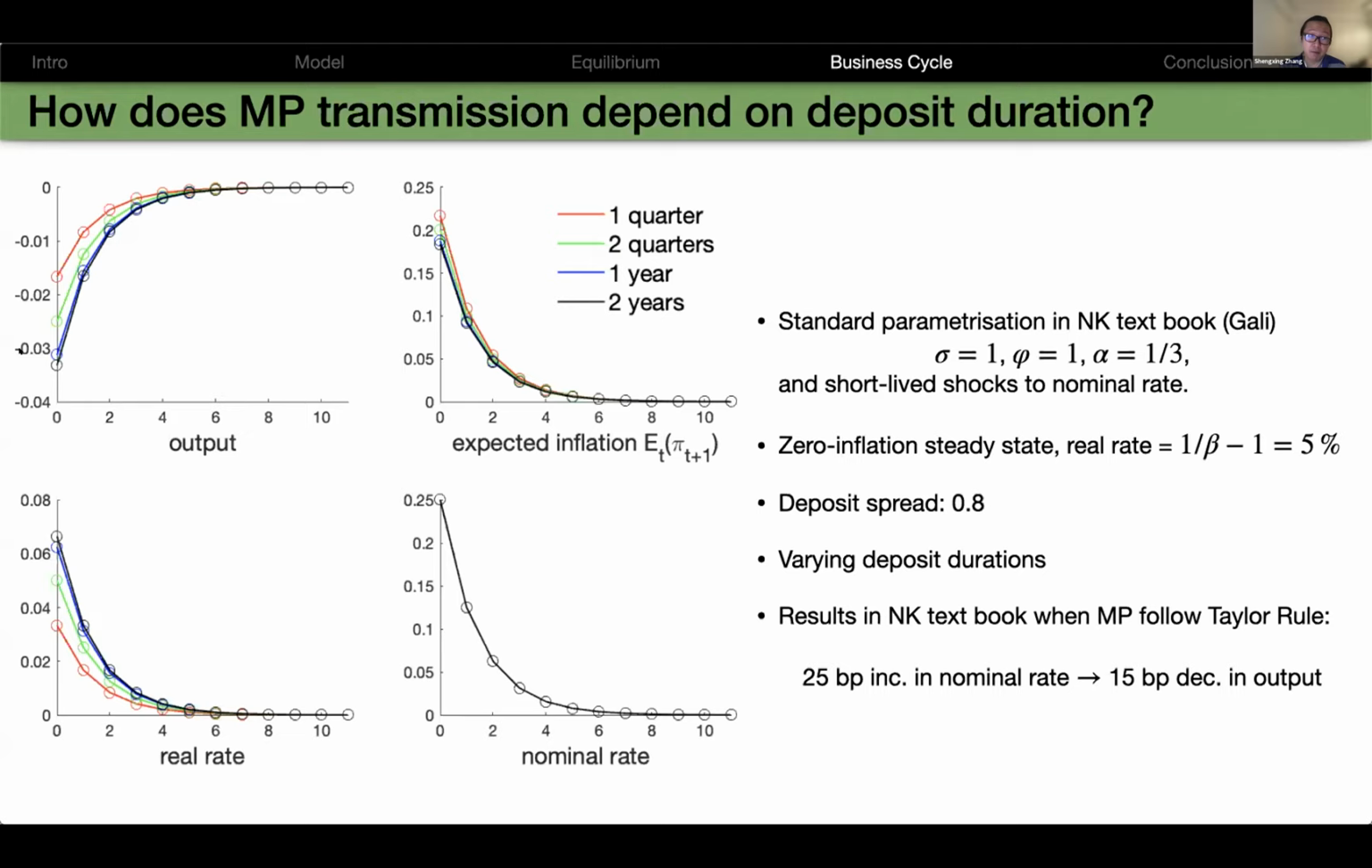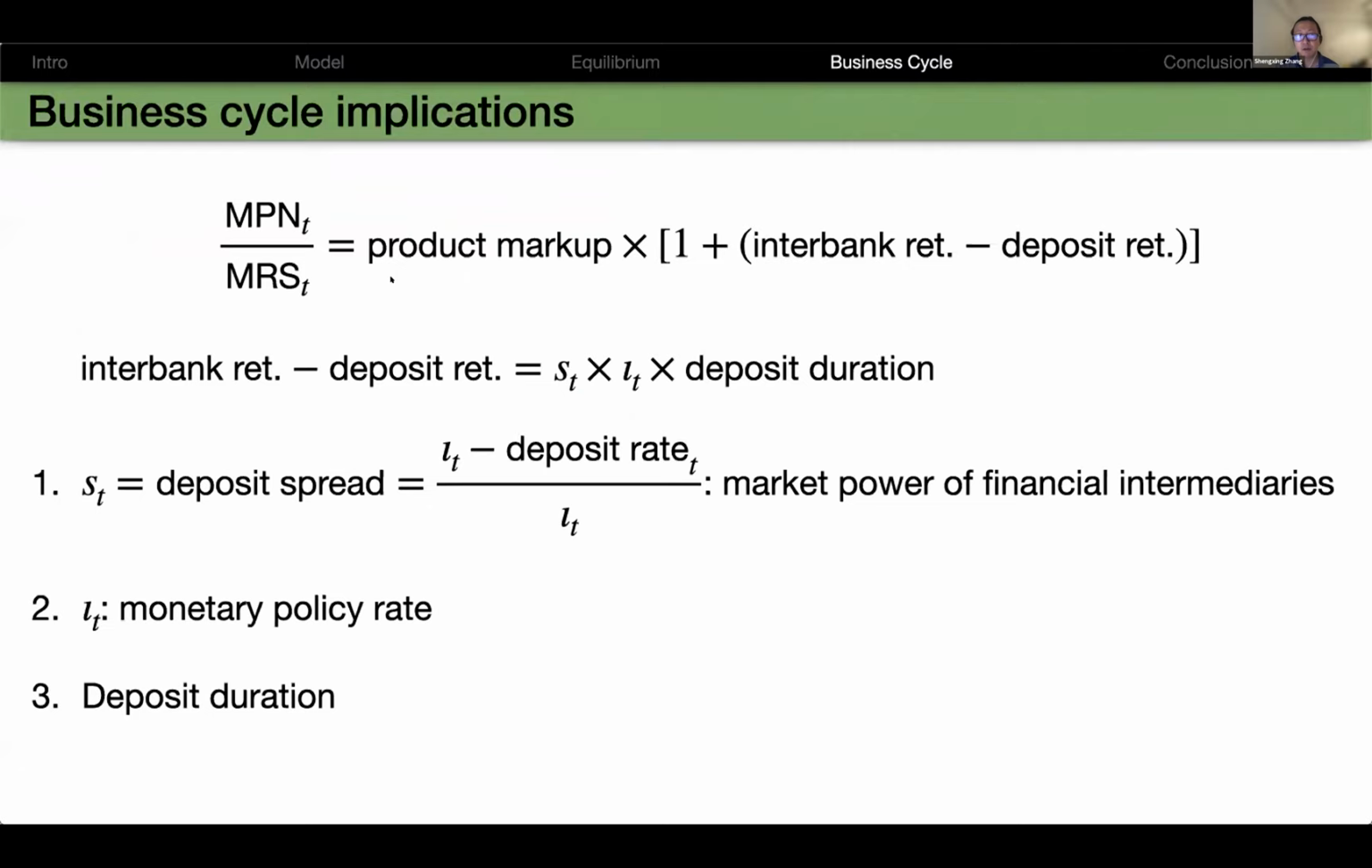So by looking at that, it looks like our channel quantitatively is not as large as the New Keynesian sticky price channel. So this motivates us to look at a potential second impact of monetary policy. So far we take the deposit spread, the market power of the financial intermediary, as a parameter that doesn't depend on monetary policy. But in principle, the spread could also itself depend on monetary policy. If it does, then the effect of our channel could be bigger.